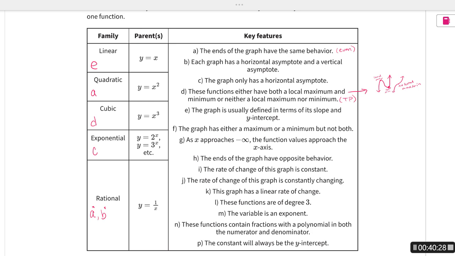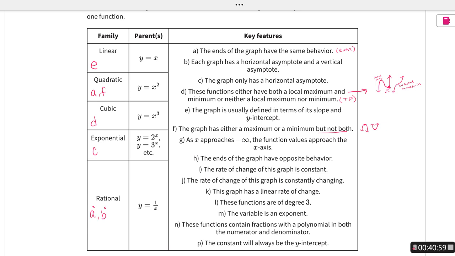Okay, F. The graph has either a maximum or a minimum, but not both. So that is a quadratic function. Right, a quadratic function either has a maximum or a minimum, but not both. Again, there needs to be a turning point for this one to be true. A cubic has both or none. Linear has no turning point. Exponential is a curve but no turning point. And rational, again.